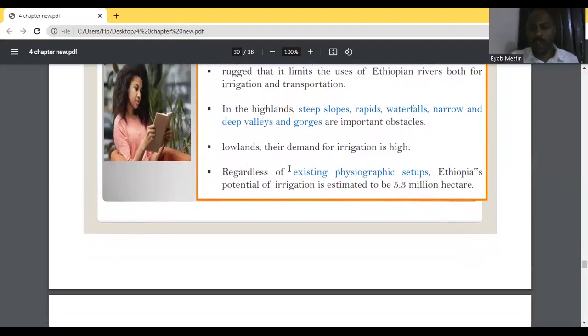In the lowland, the demand for irrigation is very high. The lowland is very favorable for irrigation, but we are not yet using those lands and rivers. In the future, we have a good prospect if we utilize those rivers for irrigation, and we have extensive lowlands crossed by international rivers. In terms of irrigation we have good potential, but we have underutilized those rivers. With the exception of the Awash River, which is utilized for irrigation in the Somali and Afar regions.